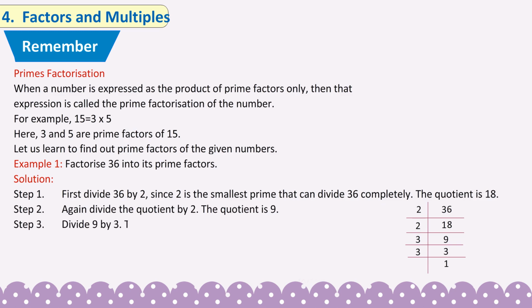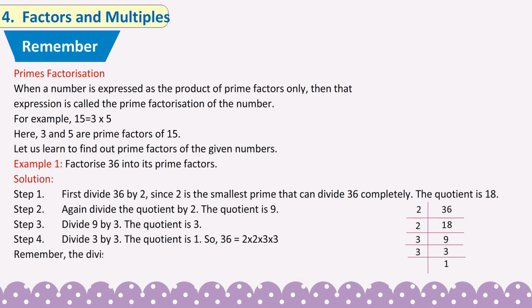Divide 9 by 3. The quotient is 3. Step 4. Divide 3 by 3. The quotient is 1. So, 36 is equal to 2 multiplied by 2 multiplied by 3 multiplied by 3. Remember, the divisors must be prime numbers.